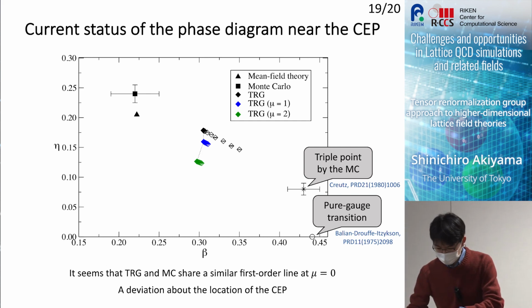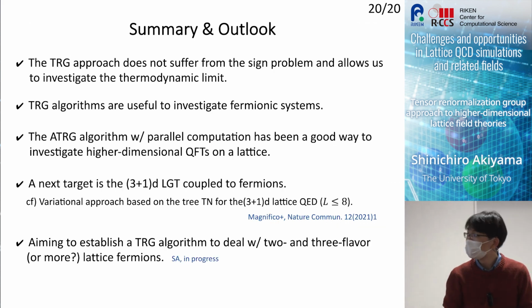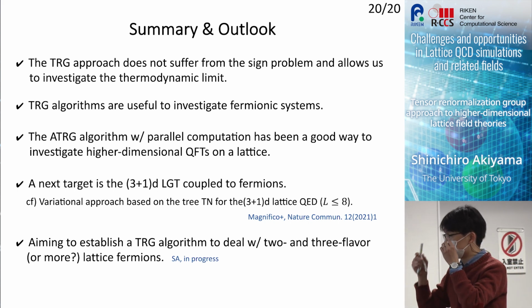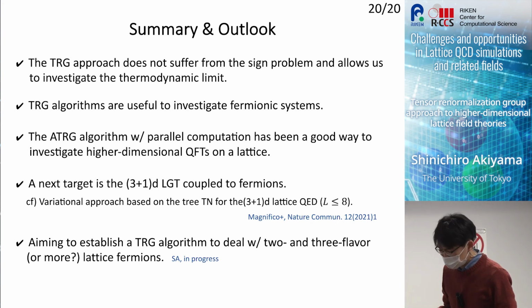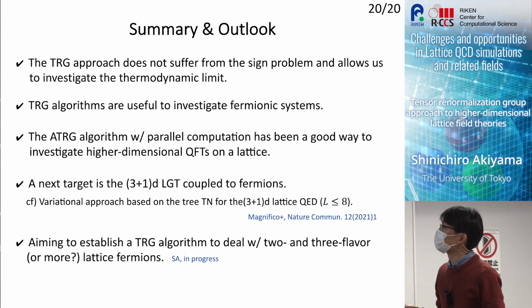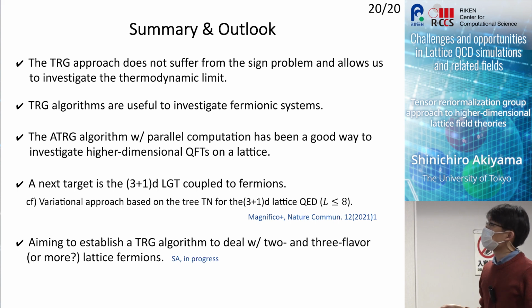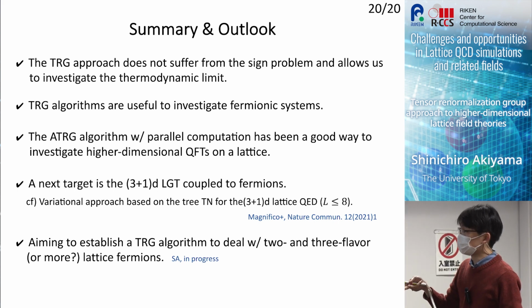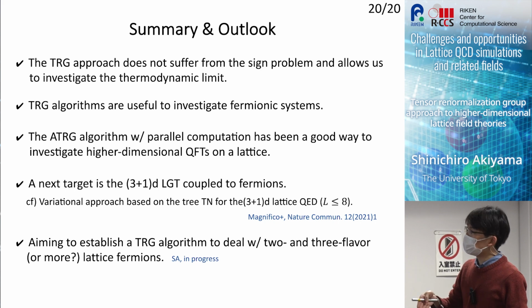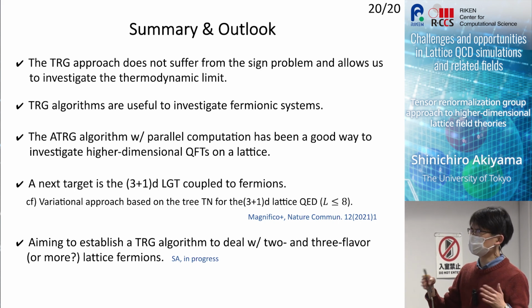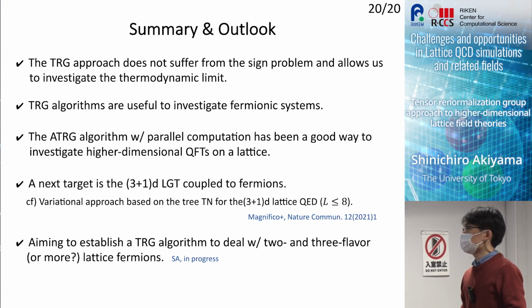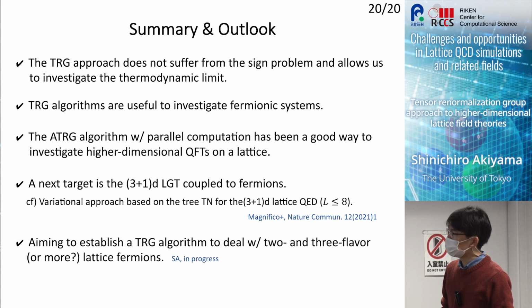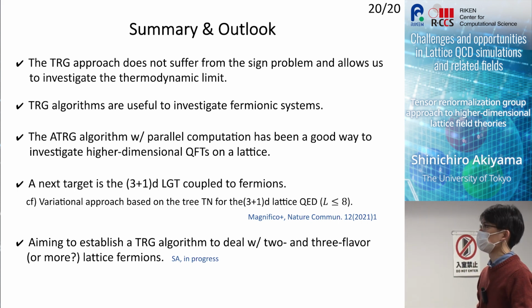Okay, so then I'd like to summarize my talk. The TRG approach does not suffer from the sign problem, and this method is a typical algorithm in tensor network methods. This TRG approach allows us to investigate the thermodynamic limit even in higher dimensional systems. And as I explained, the TRG algorithms can be easily extended to investigate fermionic systems. And I think the next target should be the 3+1 dimensional lattice gauge theory coupled to fermions.